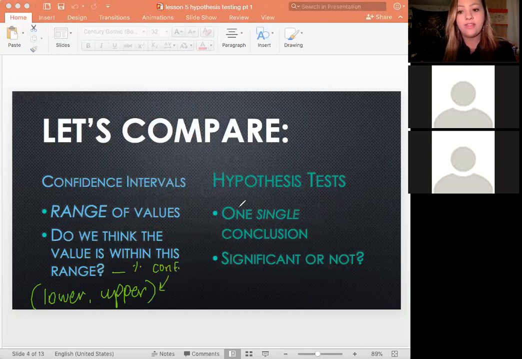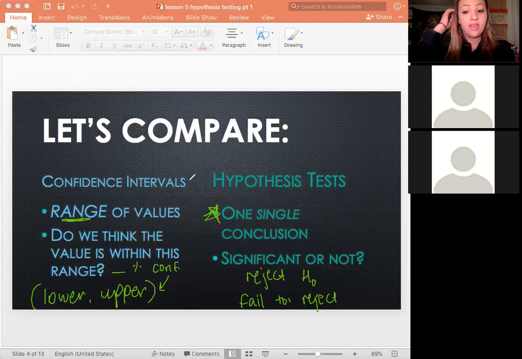But for a hypothesis test, the difference is it's only one single conclusion. So there's a difference. Confidence intervals is a range. Hypothesis testing is one conclusion. And then we're deciding if the conclusion that we found is significant or not. So that's why we're going to either reject the null, which we'll get into, or fail to reject. So that's the difference between confidence intervals and hypothesis testing, because later on you're going to have to decide that when you have a set of data and you're trying to figure out what kind of test you want to use, you do want to know which one you have to use in terms of these different tests.